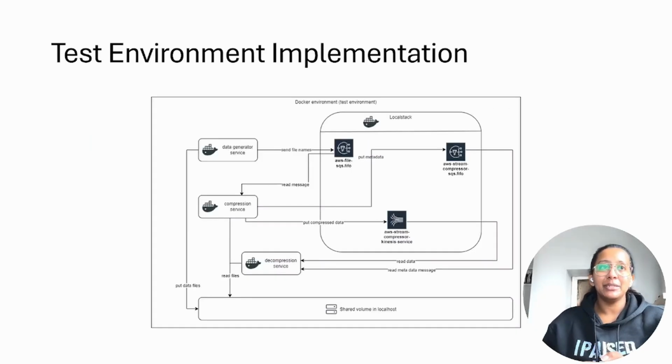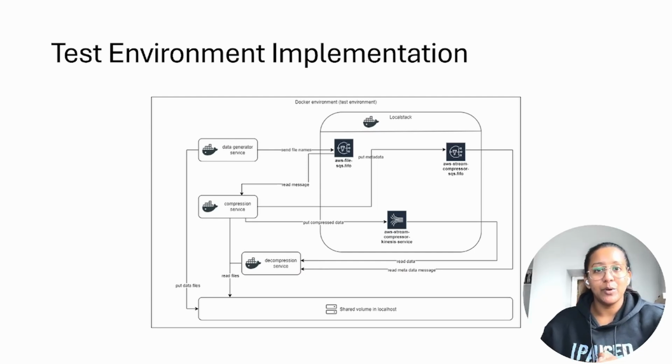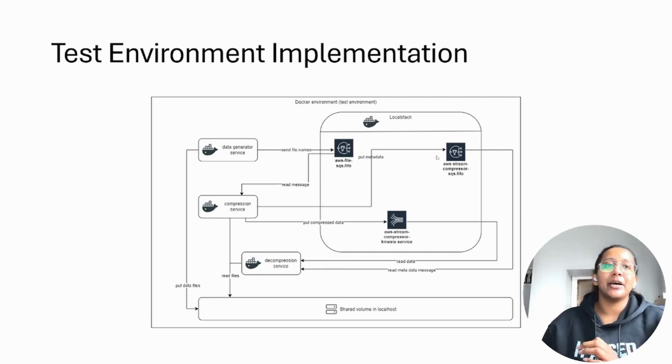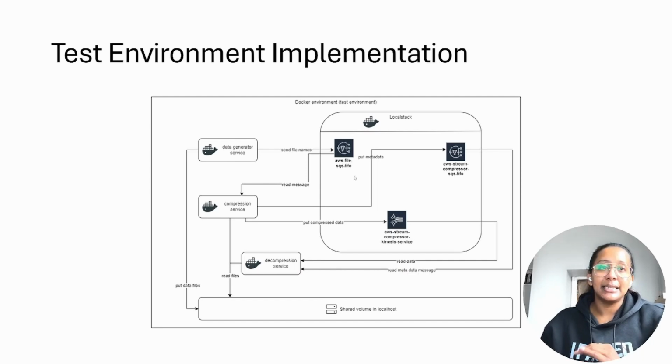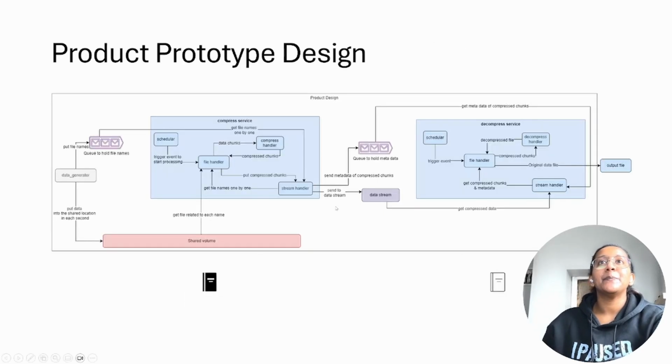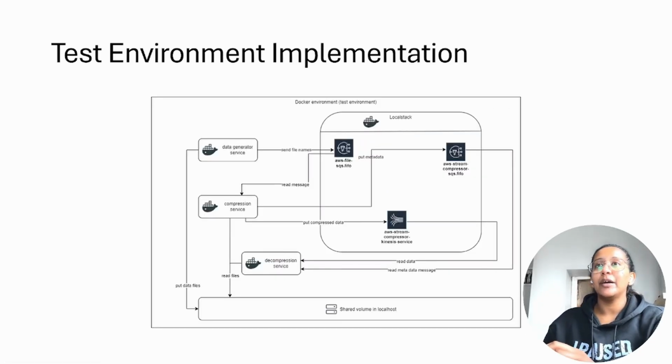So then I have implemented this design. I have implemented three services using the Python language and used Docker and Docker Compose to deploy those services. Then I have used a LocalStack environment to simulate the cloud environment. Also, I have used AWS SQS FIFO queues and a Kinesis data stream to implement these two queues and the data stream as discussed in the design. So now I will show you how my code base works.